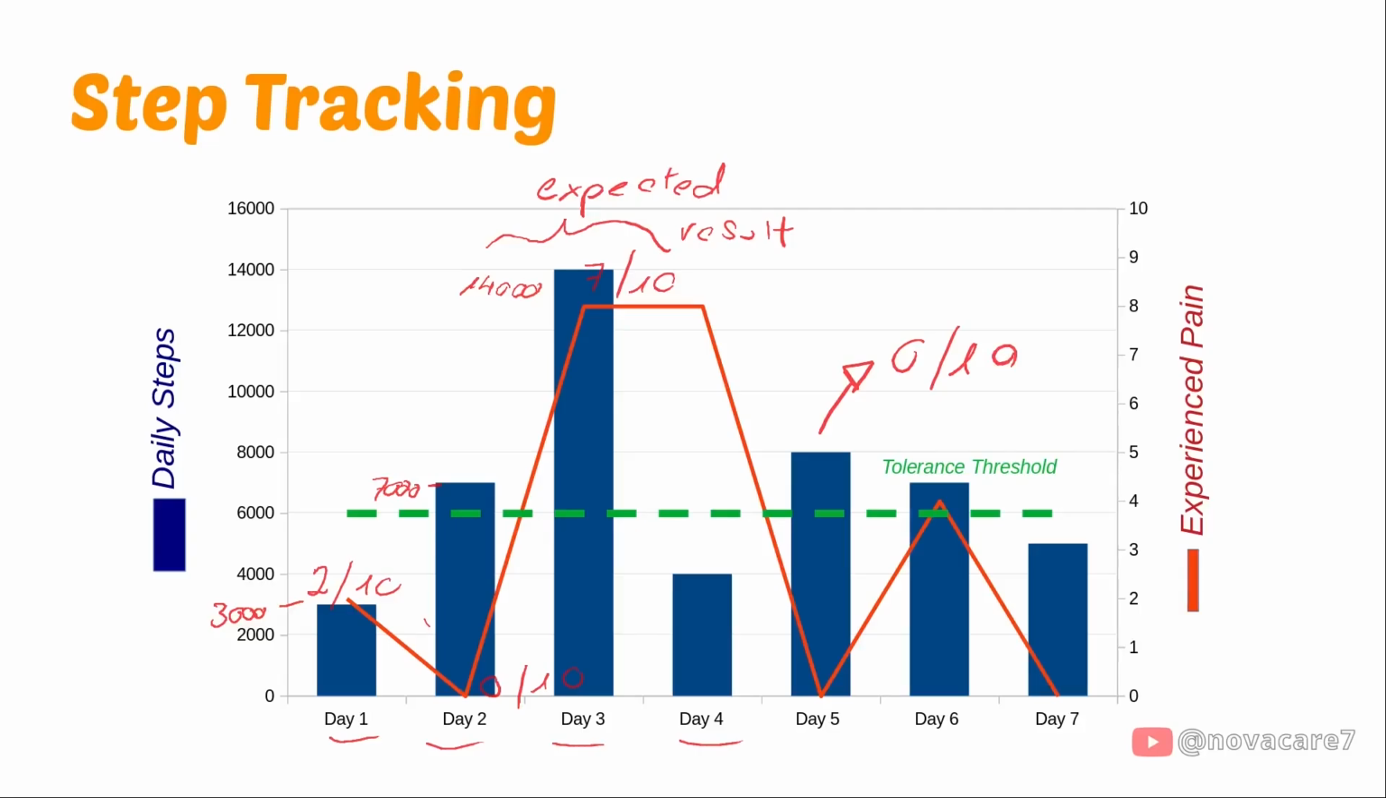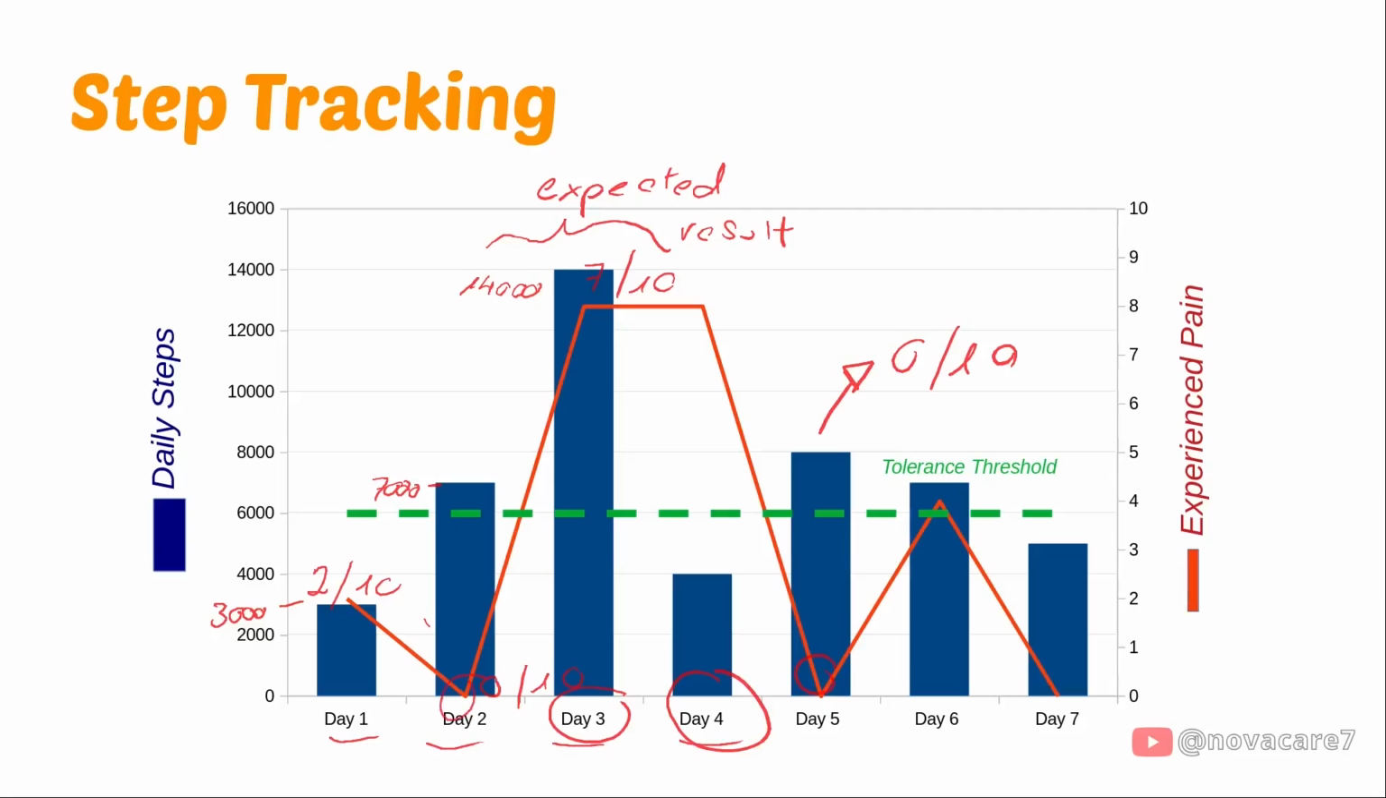However, we can see that there is a tendency that when we go over a certain level of steps, like on day 2, where we did 7,000 steps, the day after we got a lot of pain, okay? The day after being day 3. Then on day 3, we did a lot of steps again, and on day 4, we had a lot of pain. But then as you can see, on day 4 and day 1, where we did below 4,000 steps, we got no pain the days after.